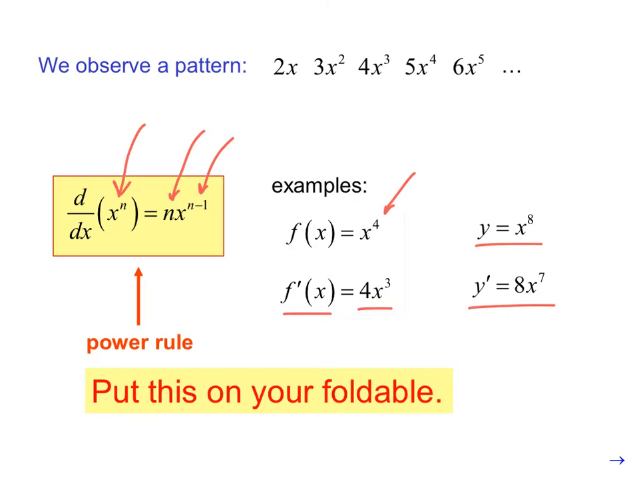So this is what we call the power rule. This is the power rule of derivatives. So we want to put this onto our foldable. Again, on the outside is the derivative of xⁿ, and on the inside is nxⁿ⁻¹. And maybe on the inside, label it power rule. Remember, you can always pause me if I continue on here.